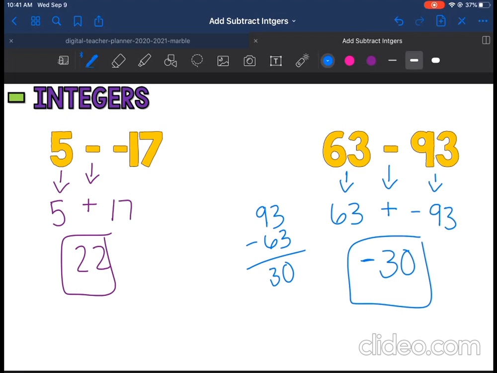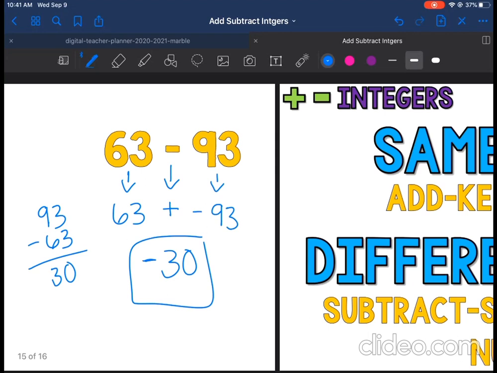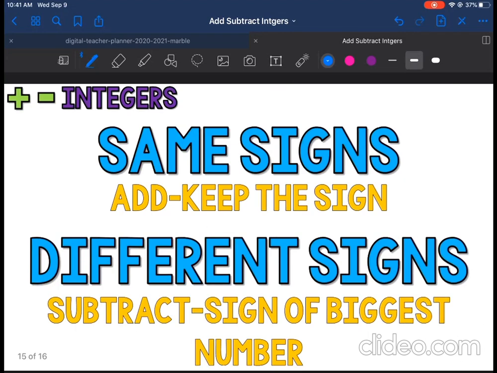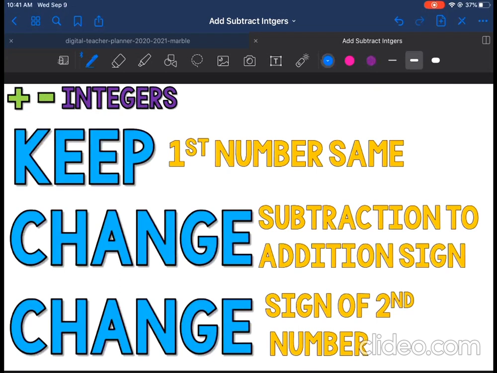Perfect. Great. All right, so remember, same signs, add, keep the sign. Different signs, subtract, keep the sign of the larger number. When we're subtracting with positive and negative numbers or integers, keep, change. Keep the first number the same, change subtraction to addition, change the sign of the second number.